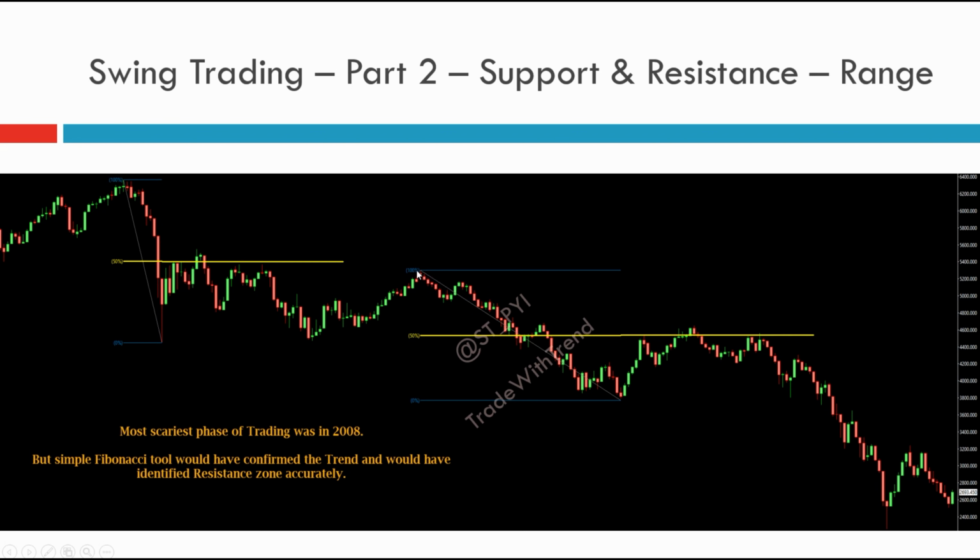Then again, I take one swing high here and the swing low formed here. I put out the 50% retracement line and extended it. Look, over the subsequent months, again price found resistance at the 50% retracement level and moved down.